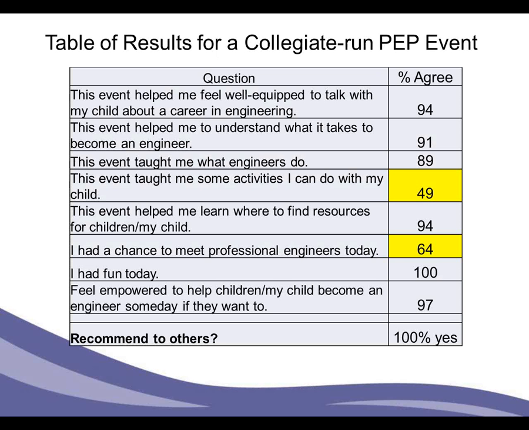Here's an example of a table of results for a Collegiate-run Parents and Educators event. They got great results overall. In fact, they won a SWE Outreach Award for this event. I highlighted two of the data points in yellow that don't look quite so good. The question, "This event taught me some activities I can do with my child," only received 49% saying they agreed. That's because this was not an objective of this particular event. They did not have a segment during the event that specifically did this, so they should not have asked this question in the survey.